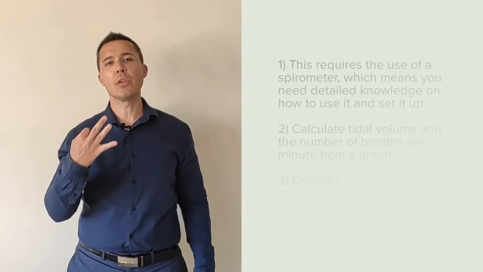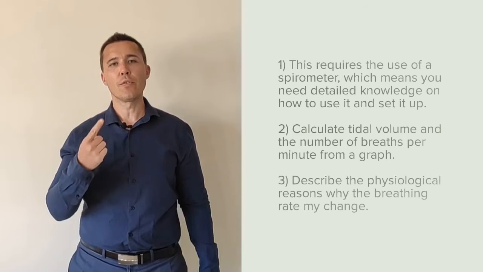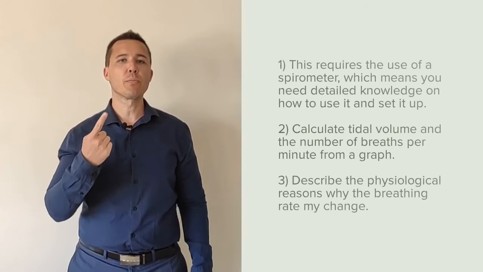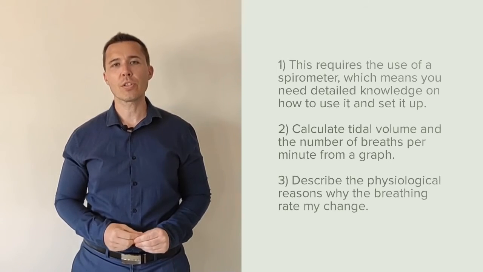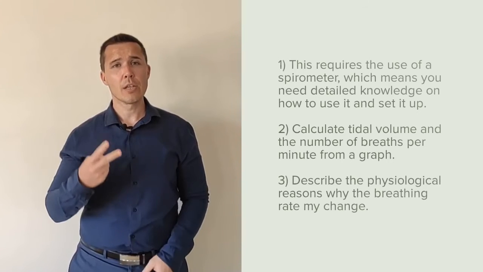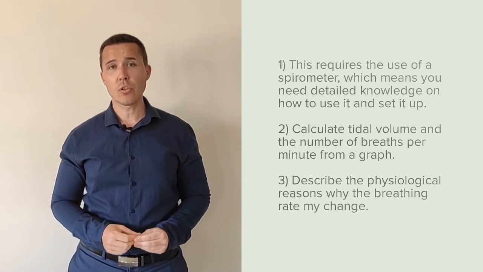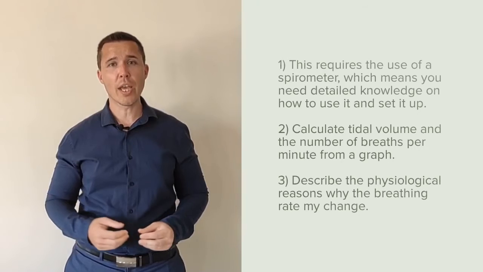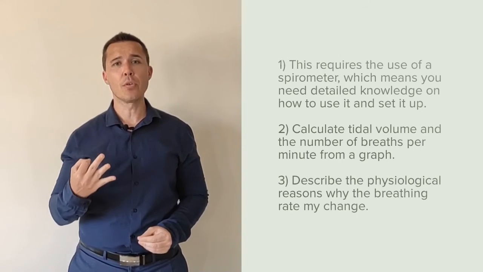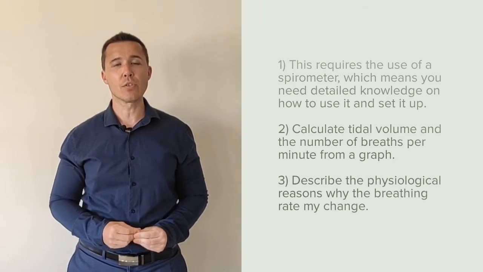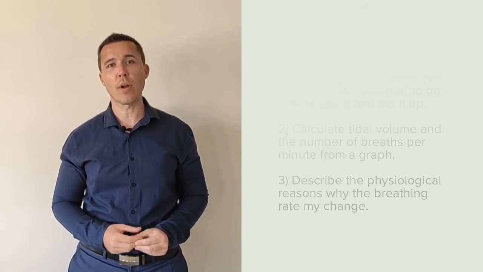So there are 3 things that you need to be able to do. The first is the use of a spirometer, how it works, and how to set it up. Second is the physiological reasons of why there may be a change in the breathing rate. And third, you need to be able to calculate the tidal volume and breathing rates from the graphs given.